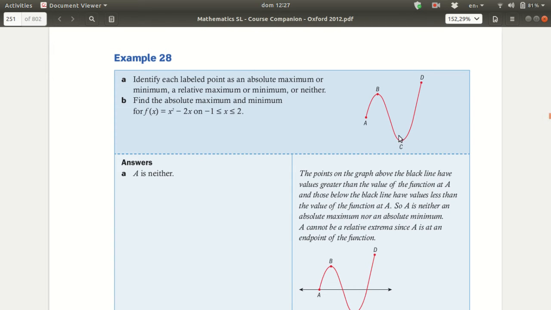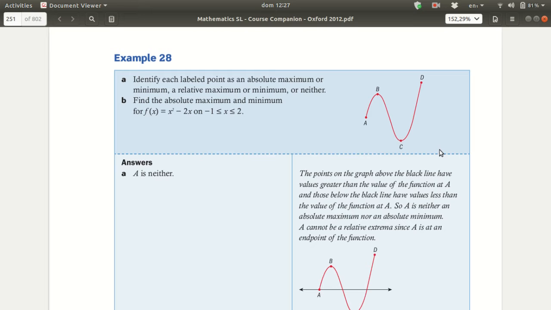Point C is a classic example of a local minimum as well, because it's right at the bottom of this valley. But if we look closely at this function, we see that it's also an absolute minimum because it's the lowest point on this function. If we compare it to the rest of the points, we see that it's the one that is the lowest. Now finally, let's look at point D.